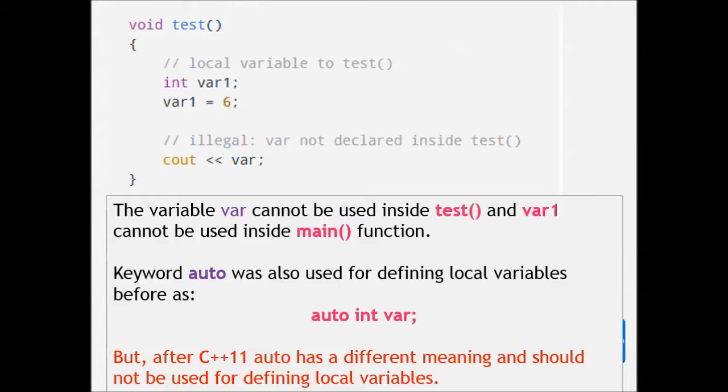Sometimes the keyword auto was also used for defining local variables, as we see we define two variables int var and int var1. If we use auto int var or auto int var1, it is also legal, but in the latest C++ compilers, auto has a different meaning and should not be used for defining local variables.